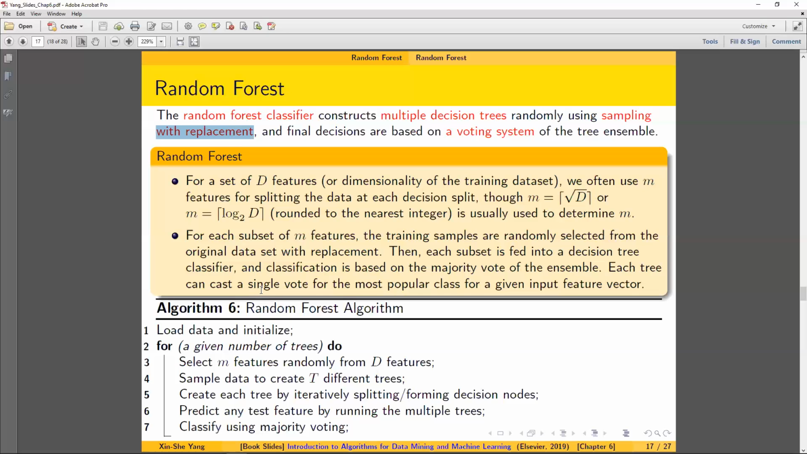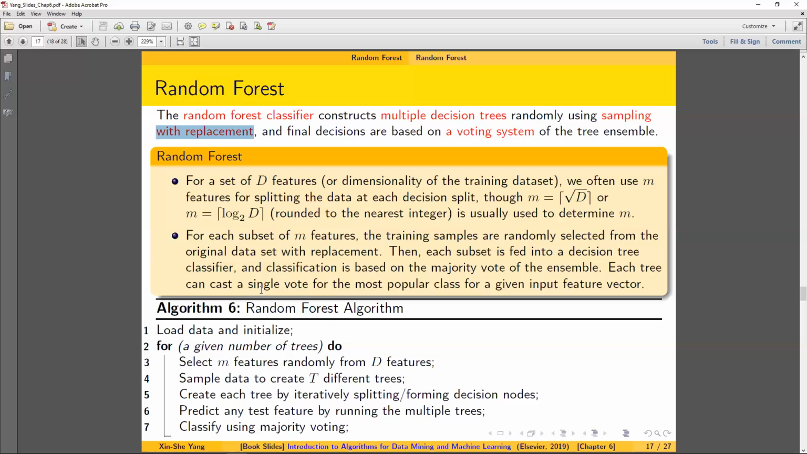And then build another decision tree. So you have multiple decision trees, a lot of them, and then use all of the decision trees to get your voting output. So that's why we call it random forest. It's built upon decision trees.